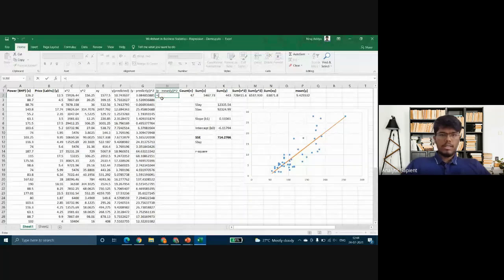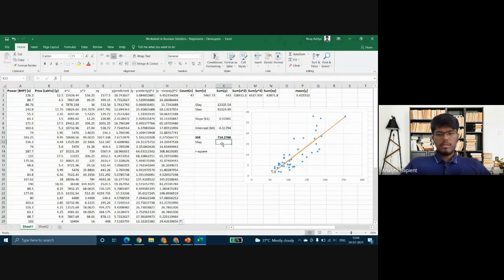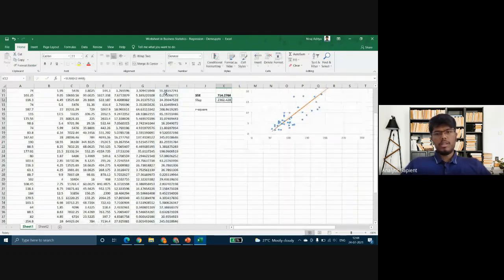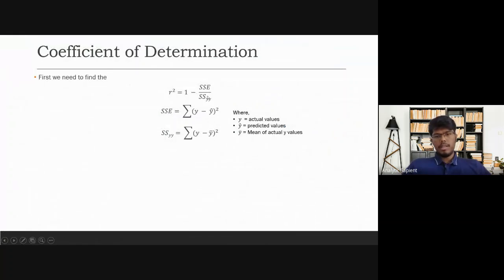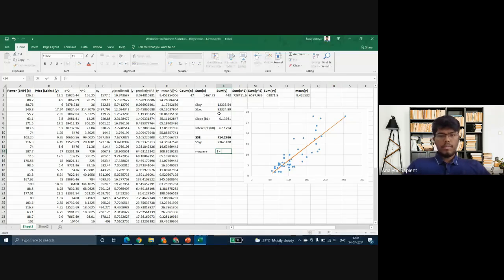So I have constructed y minus y average, and SSYY is basically the sum of y minus y average squared, which is 2362. Now what is R square? R square is basically 1 minus SSE by SSYY, correct? So 1 minus SSE divided by SSYY. So this is the R square, and this is the fit of the model.